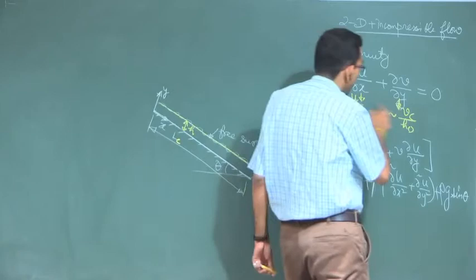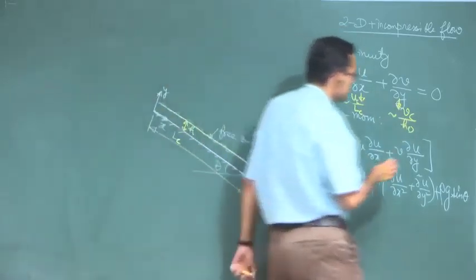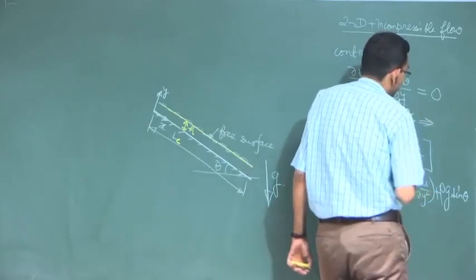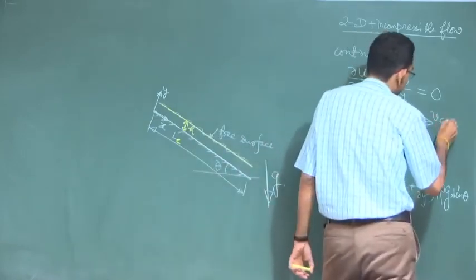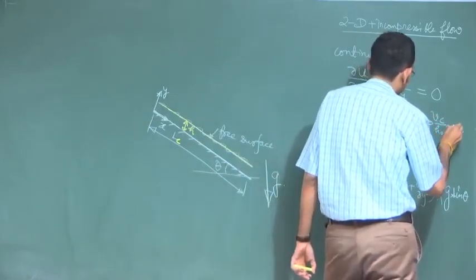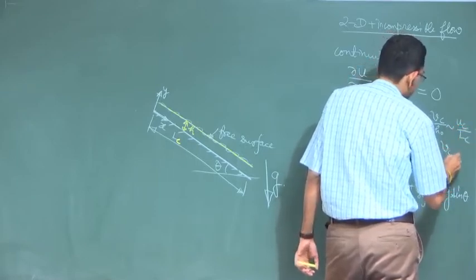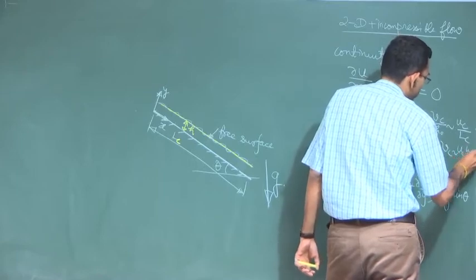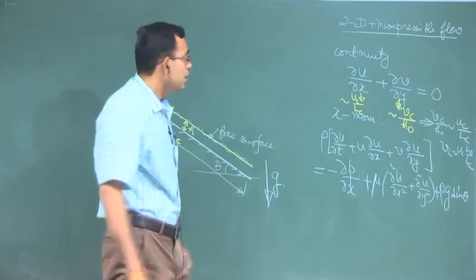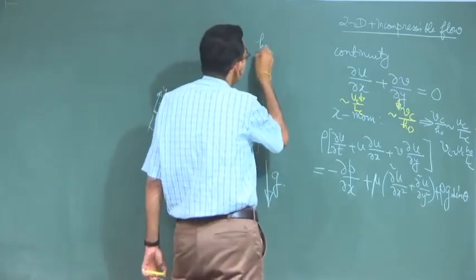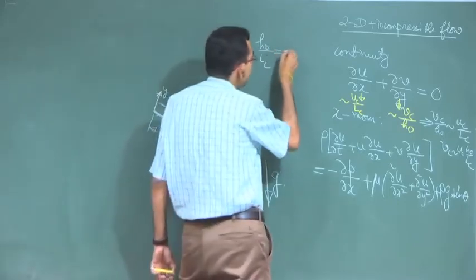So, because these two have the same order of magnitude, for the continuity equation to be satisfied, you must have Vc by h naught of the order of Uc by Lc. So, Vc is of the order of Uc into h naught by Lc. This h naught by Lc is the key parameter for this thin film analysis that we call epsilon, a small number.